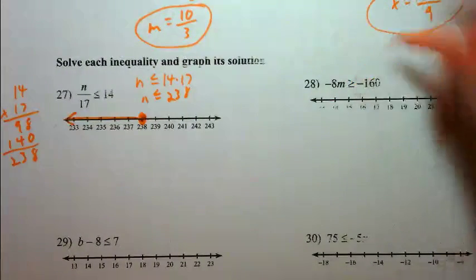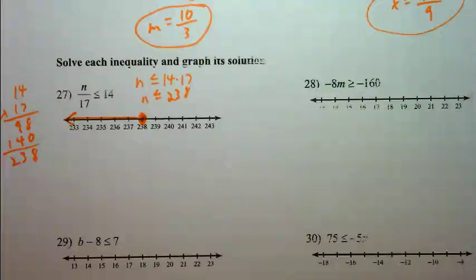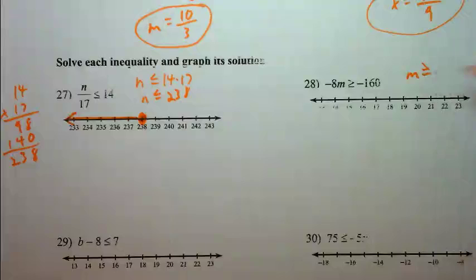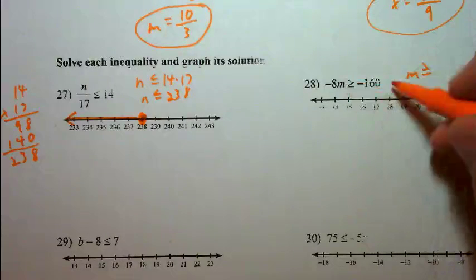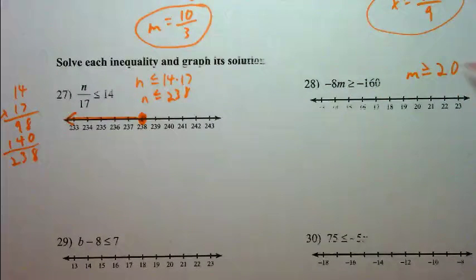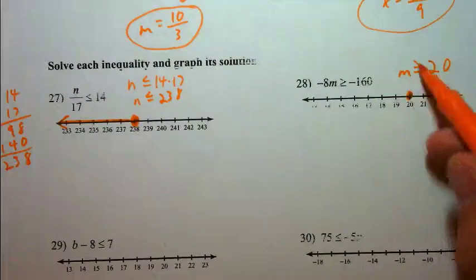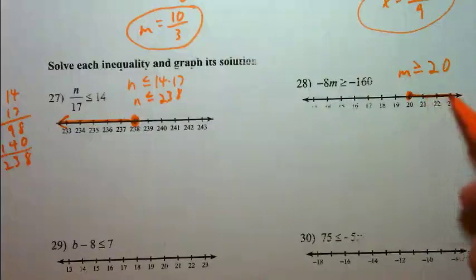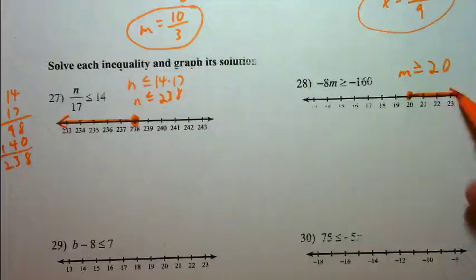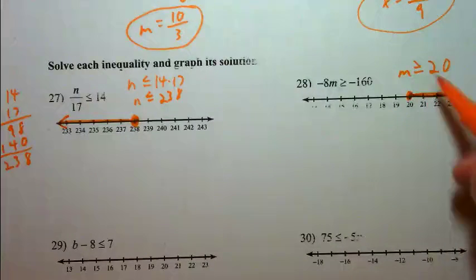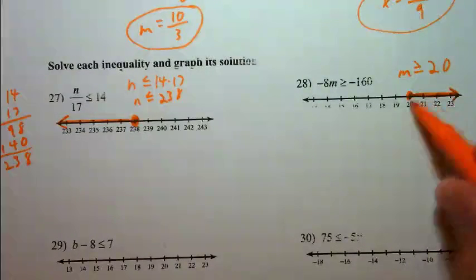On this one, bring the 8 over by dividing it off. So m is greater than or equal to, it's going to give us a positive value. It's going to be positive 20 when you divide. So at 20, again, we have a closed circle, but m is greater than or equal to, so now we're going the other direction. And it's a closed circle because we have the line underneath the "and equal to," so it's included, and then everything greater than it.